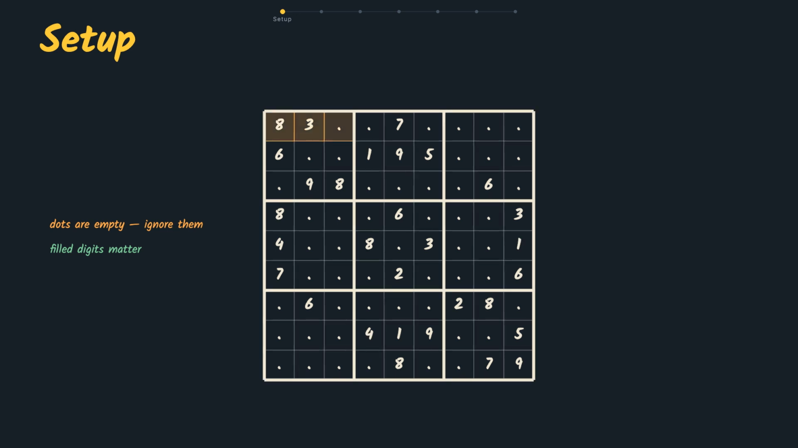Now compare the valid board with the bad one. In the bad board, the top left 3x3 box contains two 8s. So our job is simple to say: scan the board, and the moment any row, column, or box repeats a digit, return false. What would you try first?